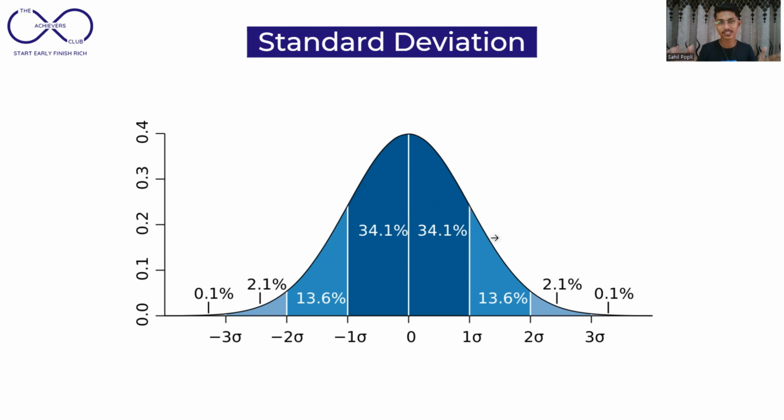And this is how the standard deviation looks. And the very small minority, the very small percentage of people, you can look at 2.1% and 0.1%. Those are the people who are very tall or very short. And those you can consider exceptional people.